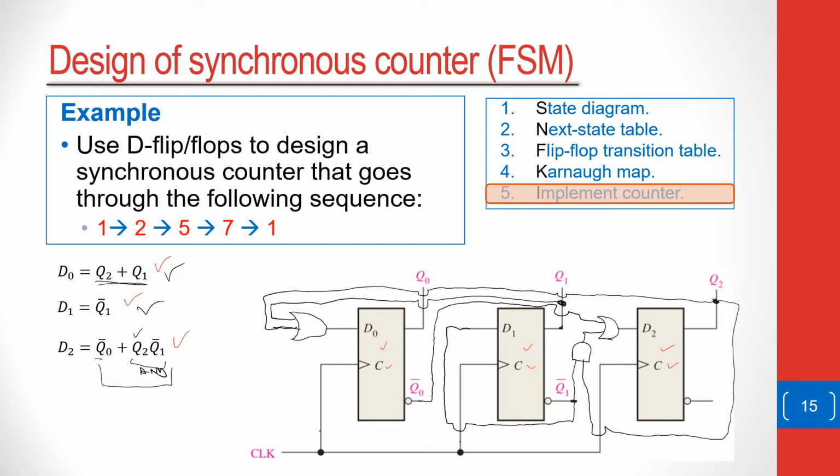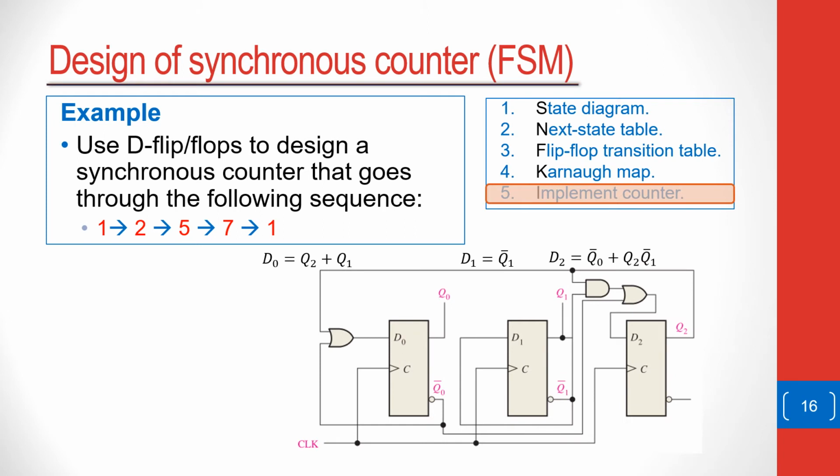Now I've just implemented my counter. This then becomes the right solution for my counter, or the finite state machine that goes through the sequences. So if you check the solution in your book, this should be the solution. So you have your equation here, you have an OR gate at the entrance of Q0 at D0, and then you have your AND and OR gate at D2, and you have your Q1 bar at D1.